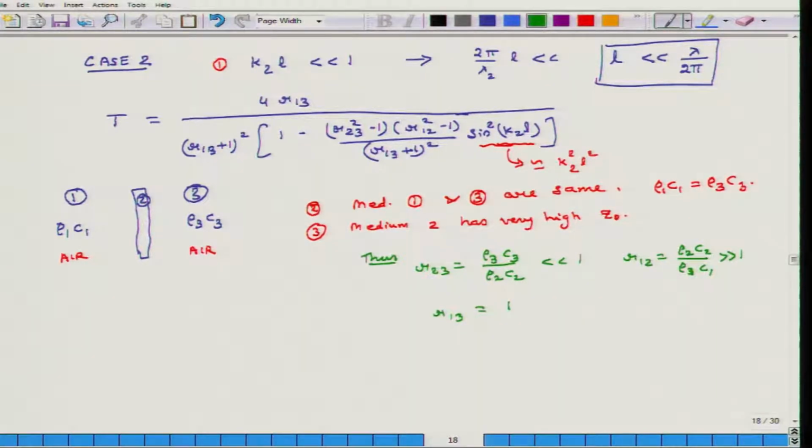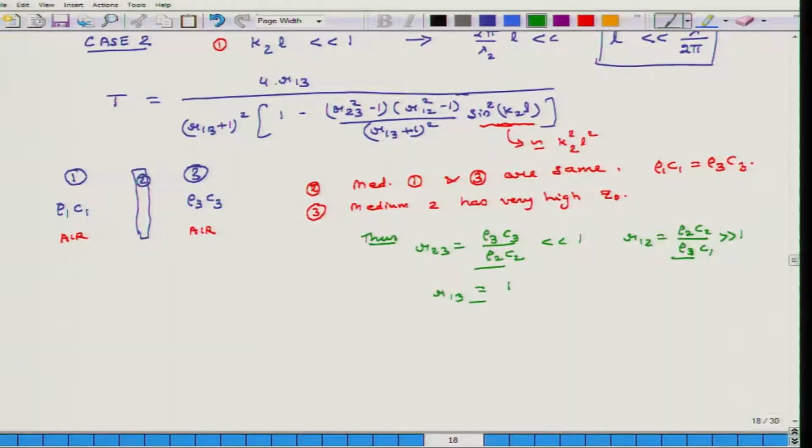So, 3 assumptions in case 2. One is the middle portion is very thin. Second, medium 1 and medium 3 are the same. Third, medium 2 is very stiff compared to medium 1 and medium 3. Because of these assumptions we get these approximations. R13 equals 1, so I put 1 here. Sin square K2L can be approximated as K2 square L square. Now R23 square minus 1: R23 is very small compared to 1, so I can omit that term and be left with just minus 1. And R12 is very large compared to 1, so I can omit the minus 1 in that term.